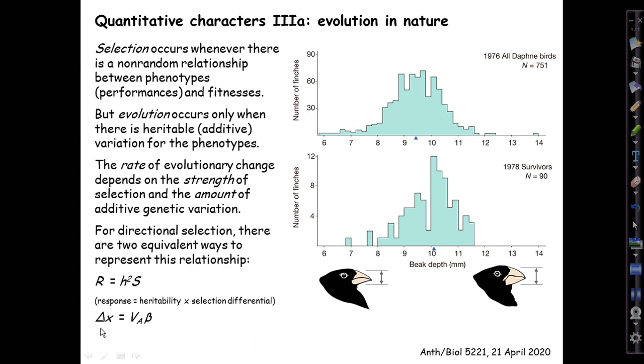And the other way of writing it, more appropriate conceptually for natural selection out in the real world, is as delta x, or delta x bar, just another way of writing R, that is the change in the mean trait value, is equal to V sub A, the additive genetic variance, times this thing beta, which is to say the change is the additive variance times the selection gradient, which is a different thing from the selection differential, but it does much the same job.